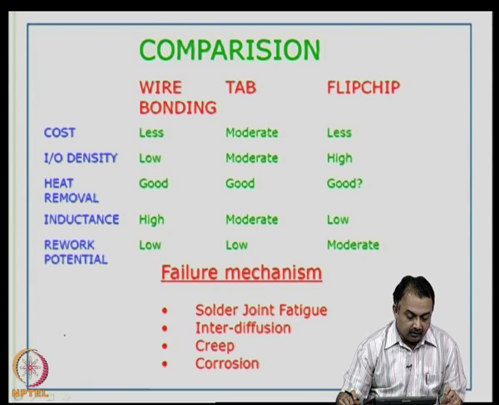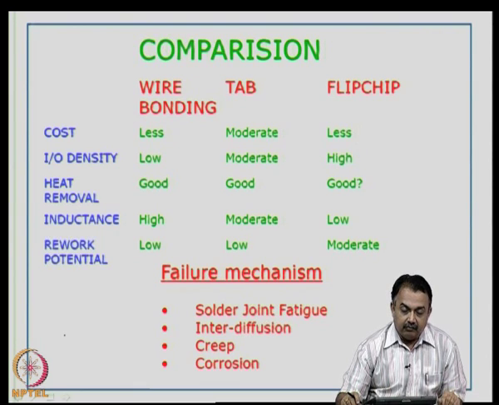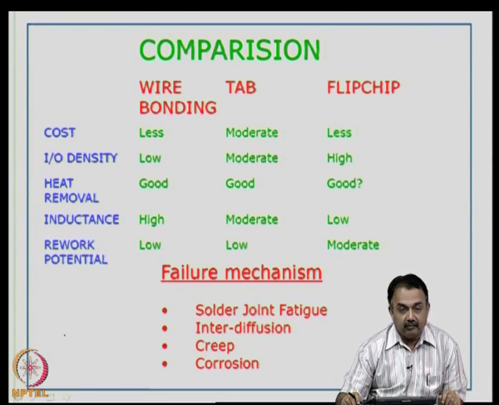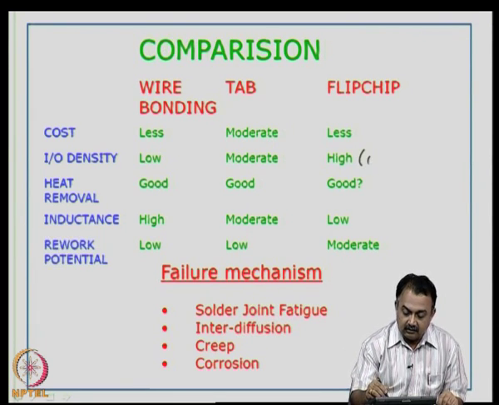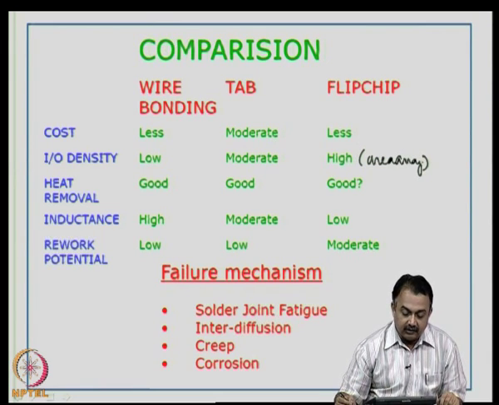And finally, a comparison of the 3 processes: wire bonding, TAB and flip chip. The cost for wire bonding is low, TAB is moderate and flip chip is currently low, because if you go in for flip chip, you are looking at high volumes. And if you have invested in a flip chip bonder kind of equipment for large volumes, typically your cost comes down. The IO pin density is low in wire bonding, very high in flip chip, because this is an area array, and in TAB it is moderate.